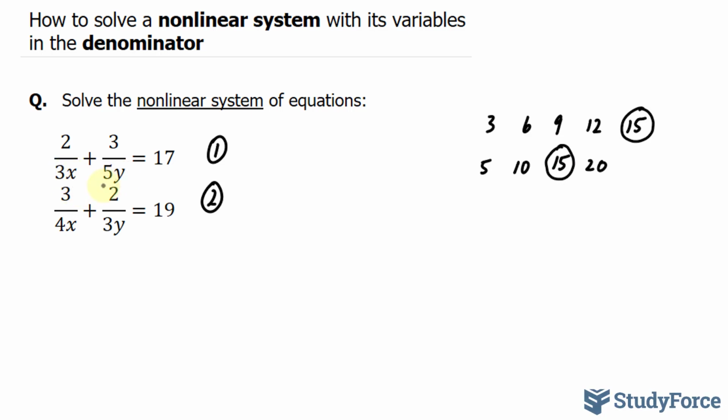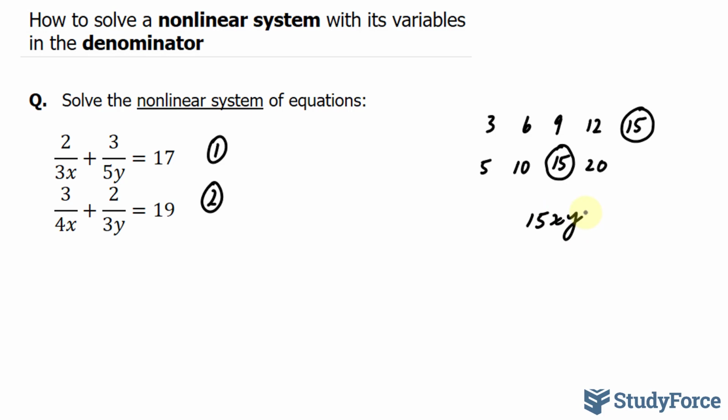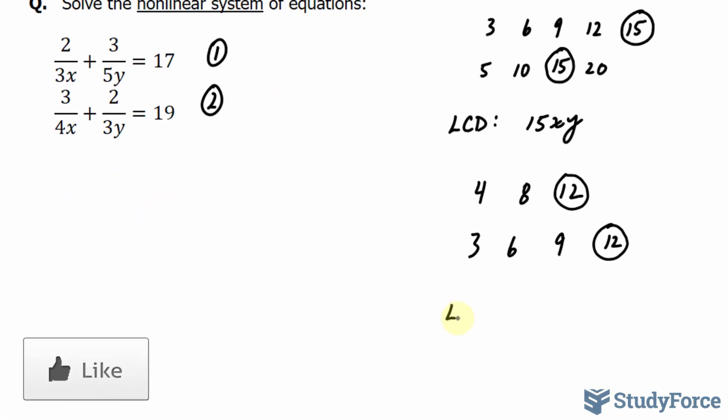All we do with those is multiply them together. So x times y is xy. Combining this 15, we get 15xy. This is the lowest common denominator. We'll do the same thing for number 2. Start with 4 and 3. The multiples of 4 are 8, 12, and multiples of 3 are 6, 9, and 12. Notice that 12 is common in both of these sets. Similarly, x times y is xy, giving us the LCD, the lowest common denominator, of 12xy.